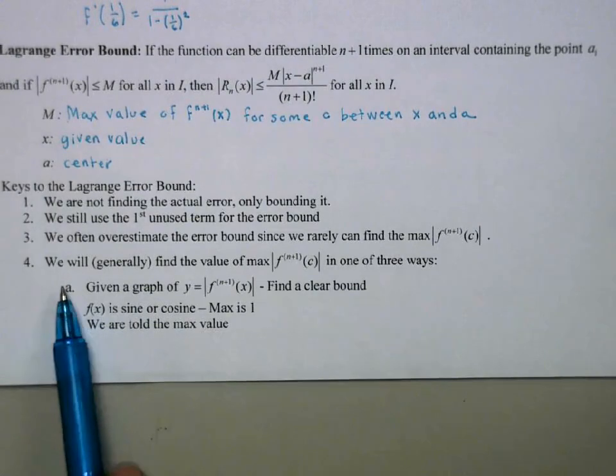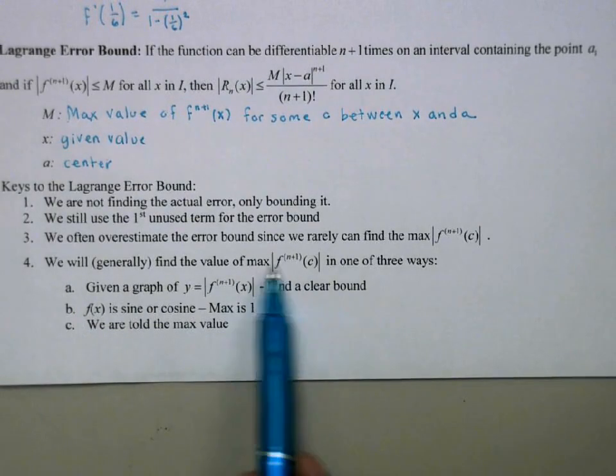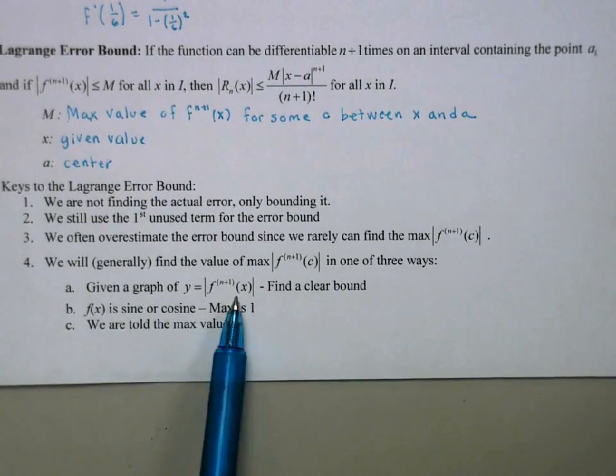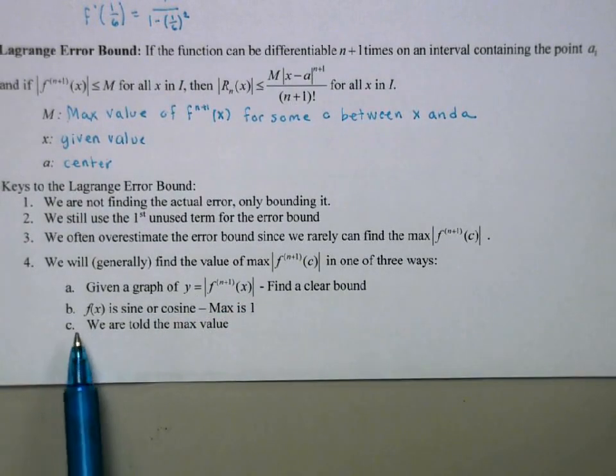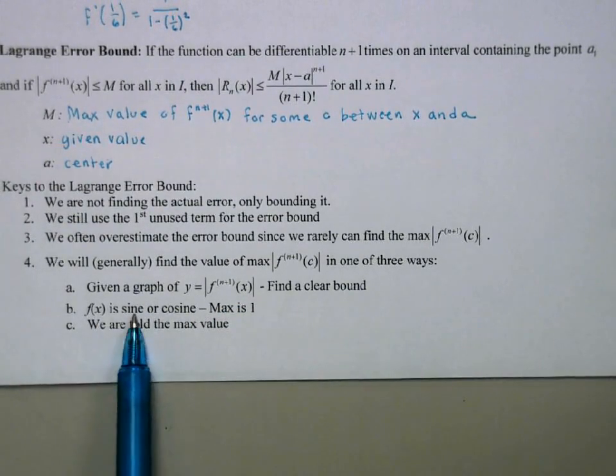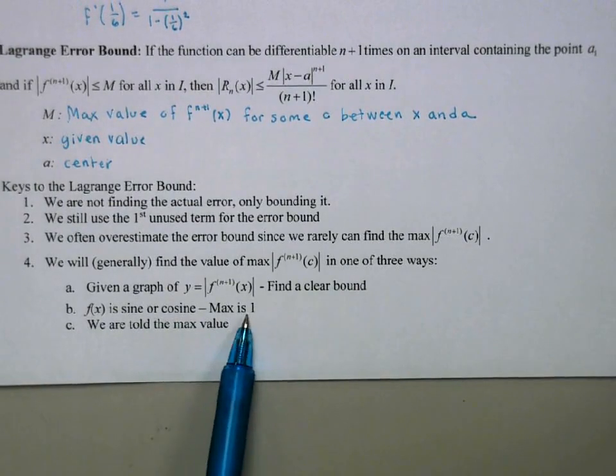Given a graph, you find something that's a clear bound. If f of x is sine or cosine, the max is going to be 1 because that's the biggest it could possibly be. Or you might just be straight up told what the maximum value is.